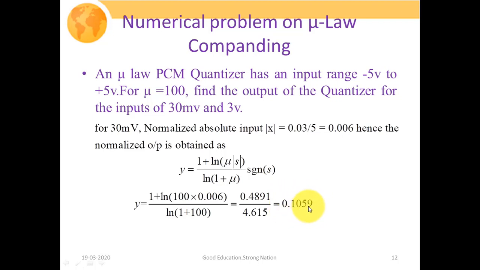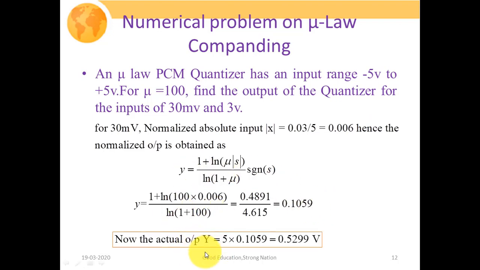So in order to calculate the exact signal strength, we have to multiply it with the maximum value, that is 5 volt. So the actual output turns out to be 5 times 0.1059. That turns out to be 0.5299 volts. So this is our mu law quantizer or mu law compressor output related to the input value 30 millivolt. That means when we apply 30 millivolt at the input side of our compressor, the output will be equal to 0.5299 volt.